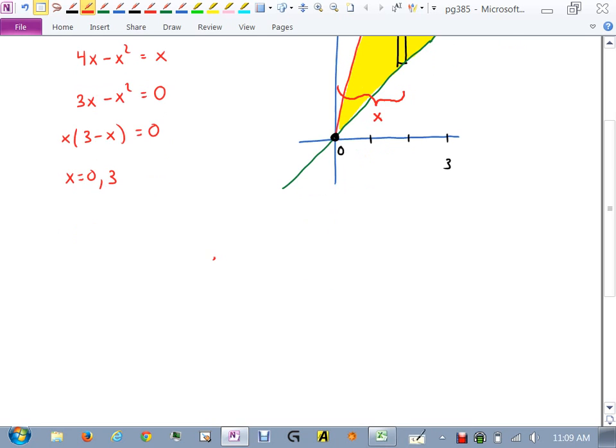All right, so 2 pi integral 0 to 3. Radius times top minus bottom, 4x minus x squared, minus bottom function, which is x, dx, dot, dot, dot. All right? Yes? Mm-hmm. Yes.